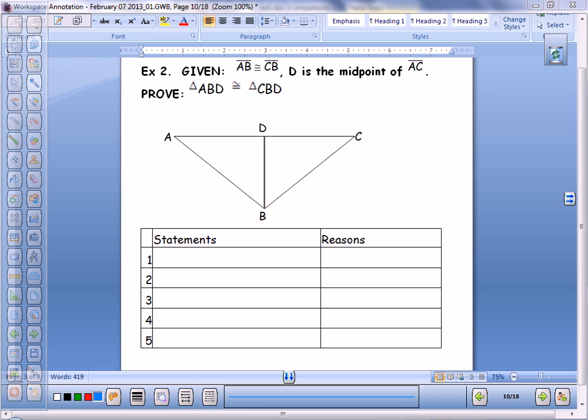Let's take a look at this. It says, given that AB is congruent to CB and D is the midpoint of AC, prove that this triangle is congruent to this triangle. The first thing we want to do is mark what this told us must be true on our picture. AB congruent to CB. What do we need to do? Put a tick mark here and a tick mark there.